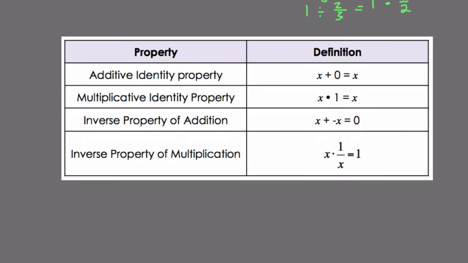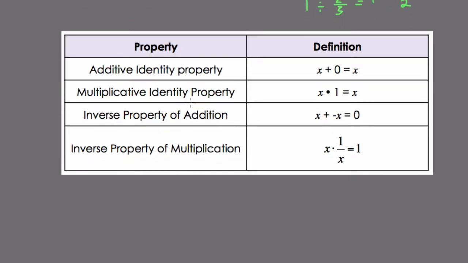We kind of already said it, but here the additive identity property: x, any number, plus 0 is itself. So the additive identity property uses the identity element 0 of addition. The multiplicative identity property, x times 1 is x, anything times 1 is itself. That property uses the identity element for multiplication. The inverse property of addition, x plus negative x is 0, that is just a property that says when you add opposites, the result is 0. And the inverse property of multiplication, when you multiply a number and its reciprocal, you get 1.